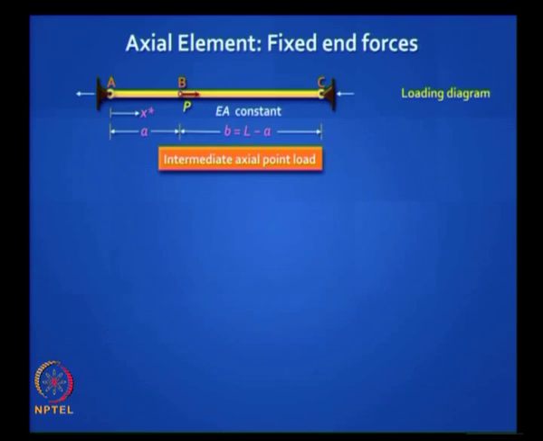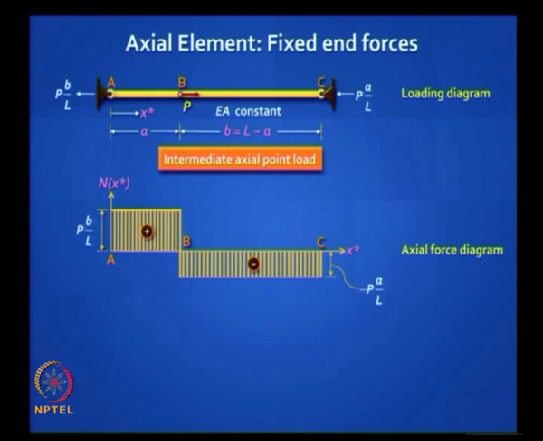I will leave the proof to you. You guessed it correct, PB by L and PA by L. And if you want to plot the axial force distribution, as one of you rightly said, AB will go into tension, which I show positive, and BC will go into compression. So this is what we call an axial force diagram. And if you want to plot the deflections, the displacements, how will it look?